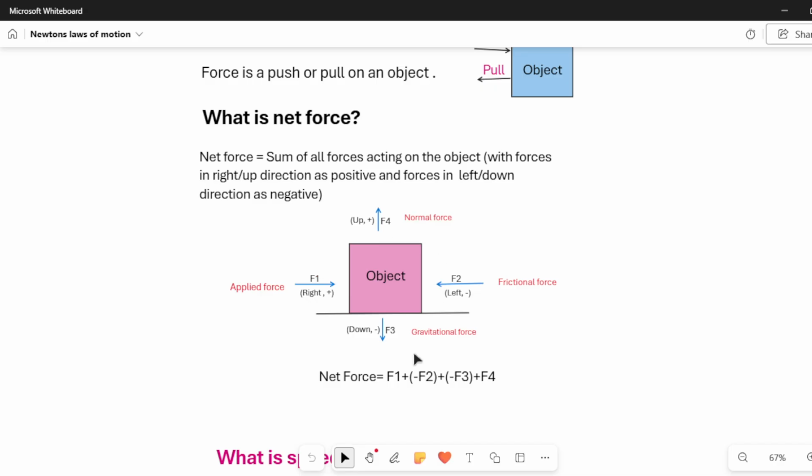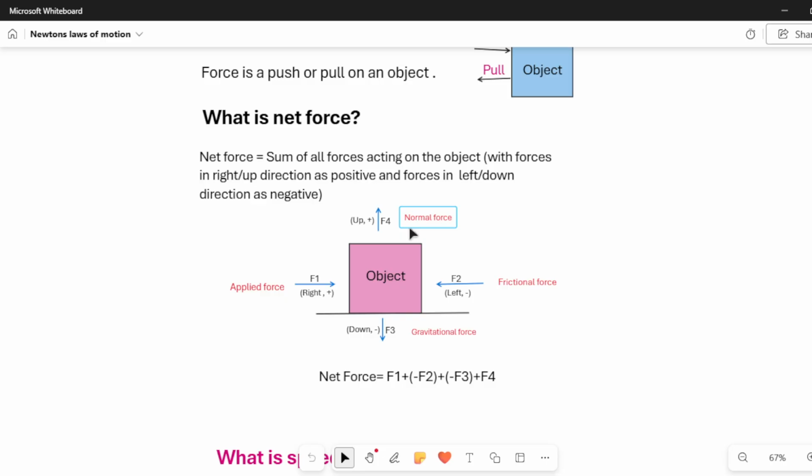Here, while summing the forces, the forces which are going towards the right or going up are considered as positive forces, and the forces which are going towards the left and going downwards are considered negative forces. For example, in this object, we can see there are four forces acting on it. One is the gravitational force, which is always directed downwards, so that is a negative force. Next, we have this normal force, which is acting in the upward direction on the object.